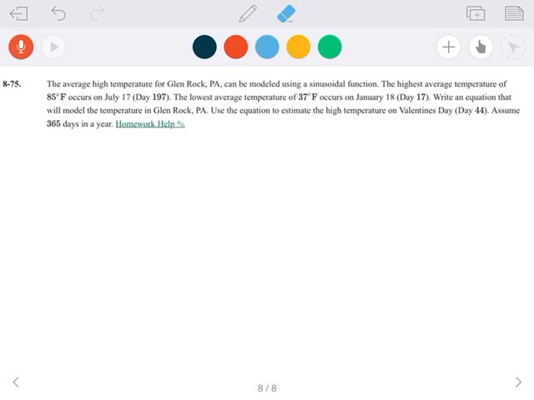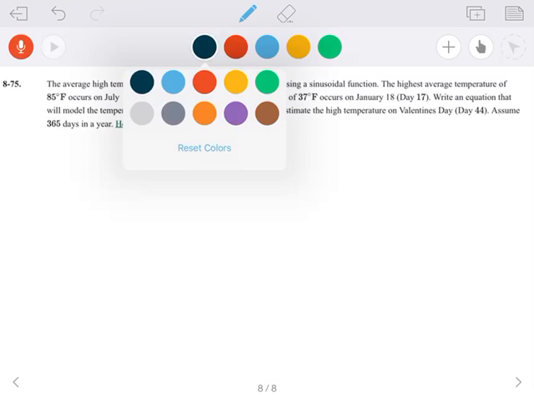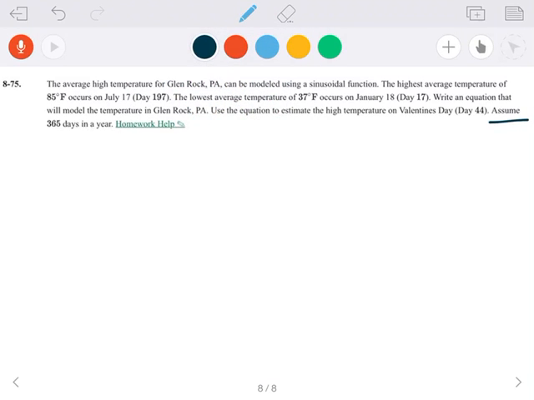Okay, this is problem 875 from the homework. We have this problem about temperature being modeled by a sine function. This problem is a little confusing if you look at the answer in the book, because the problem says to assume that there are 365 days in a year, but if you set up the model like we showed you in the other videos, you'll get a slightly different answer. I'll explain that in just a little bit.